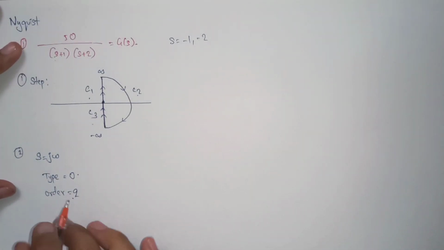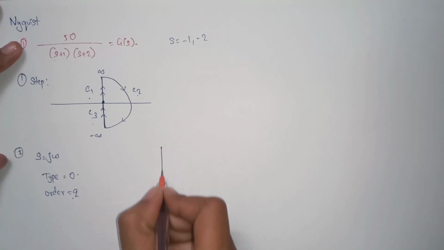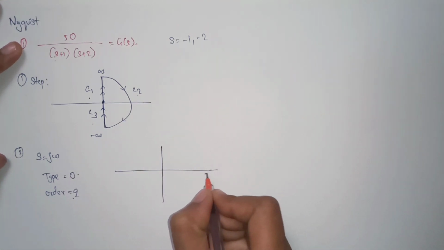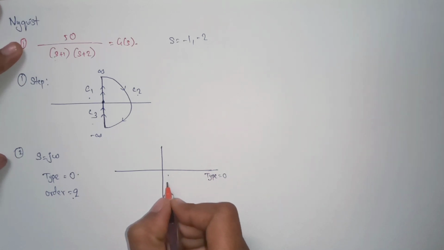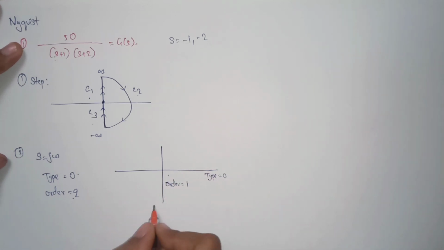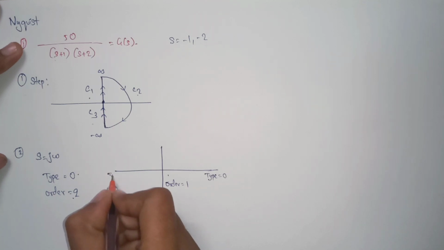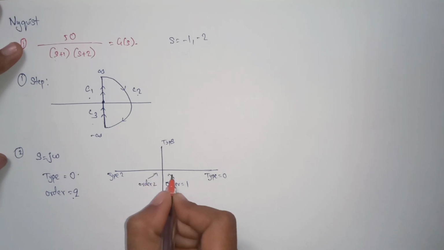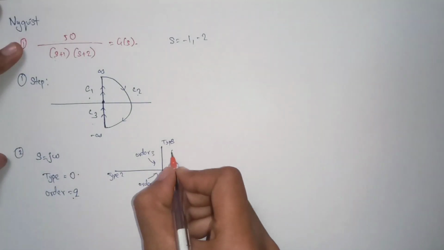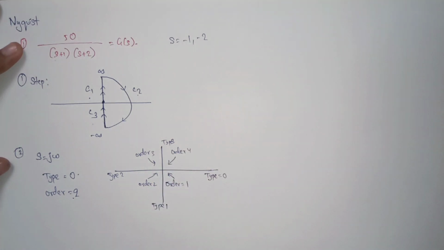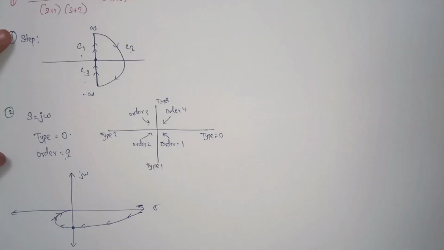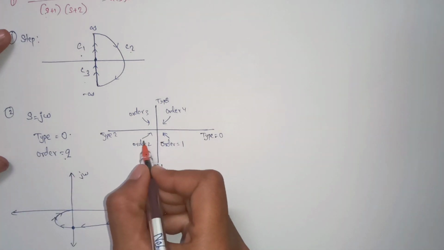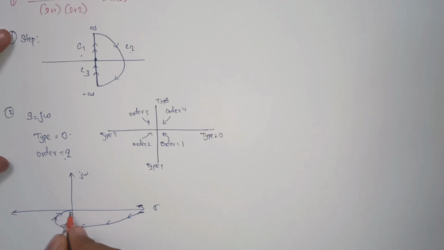Now I will draw the diagram on the basis of type and order. The type always starts from 0 and the order always starts from 1. This is type 1, type 2, type 3, and from here order 2, order 3 and order 4. Fine. The basic diagram will come like so. As it is type 0, we started from infinity, and the order is 2, so it will end at this corner. So I started from infinity and ended at order 2, and it went into 0, touching the 0.